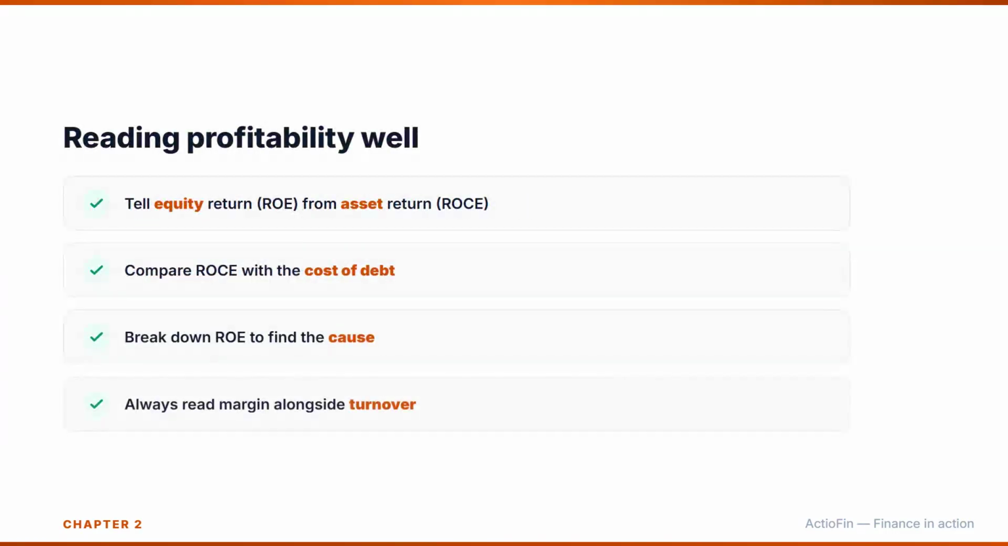Reading profitability well. Tell return on equity from return on capital employed. Compare ROCE with the cost of debt. Break down ROE to find the cause. And always read the margin alongside the asset turnover.